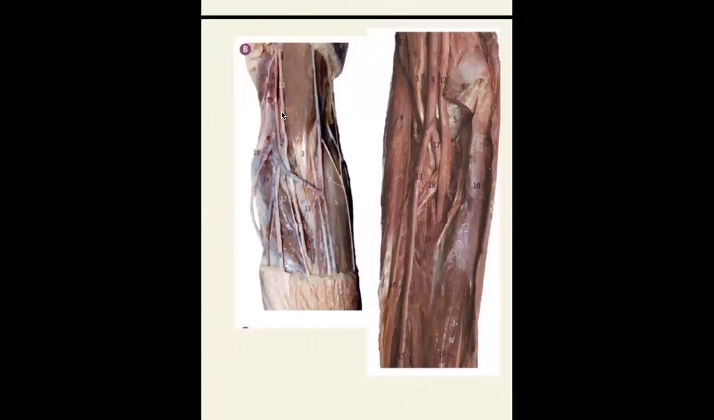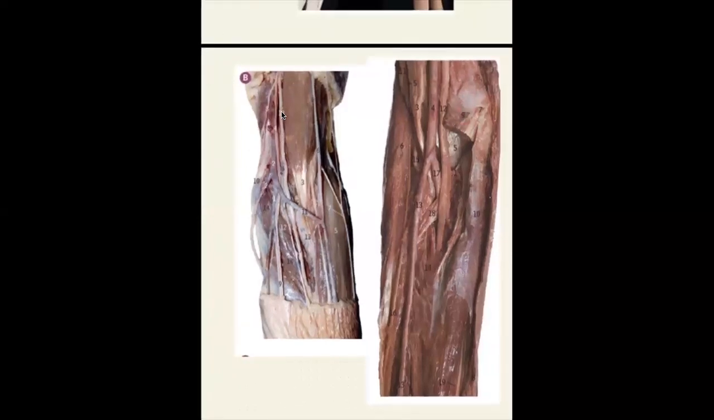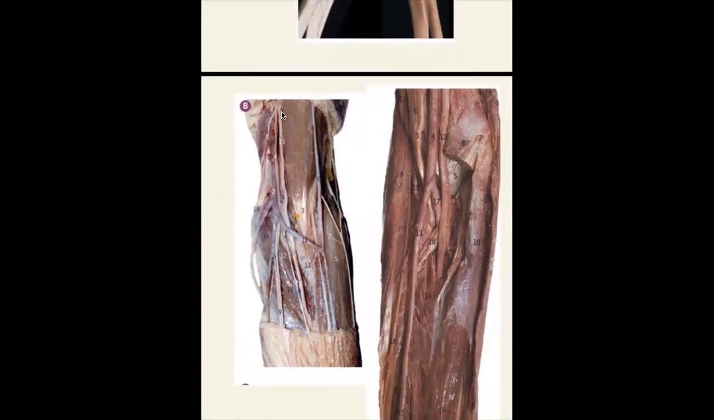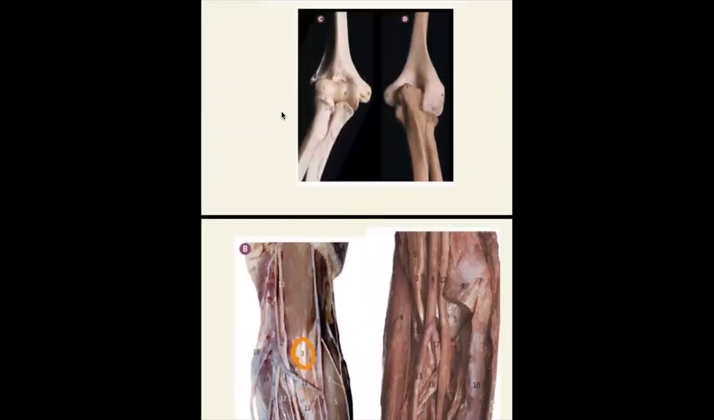Could you tell me what is number 9? Number 9 is pronator teres. Okay, pronator teres has 2 heads, so number 9 is which head? Medial head. Humeral head, right? So we have gone through this picture before. Could you tell me what is number 3?